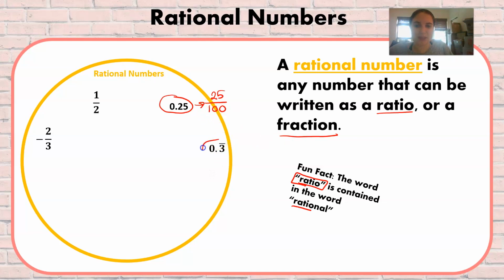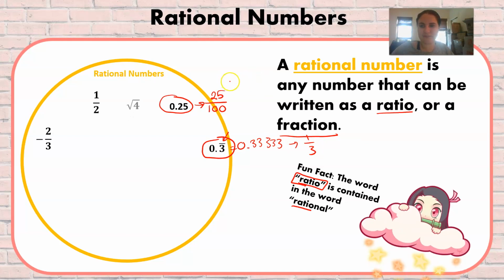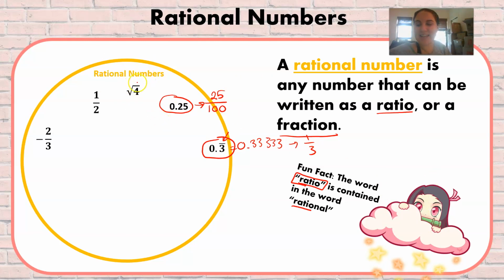And then we have repeating decimals. So this little symbol means that it repeats. It's like 0.33333, and that can be written as 1/3. So it is a rational number. It can be written as a fraction. And then you'll also see things like the square root of 4, and we're going to learn more about that, but this is a rational number because it equals 2.